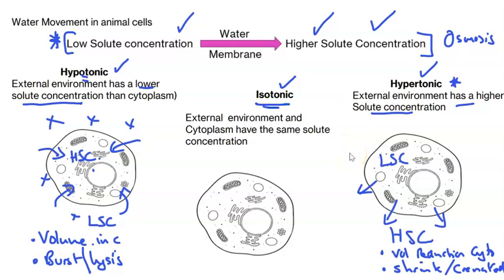So let's look at isotonic. Iso means equal, and so the concentration of the solute in the external solution is equal to that of the cytoplasm. So the amount of water going in is equal to the amount of water going out, and the volume of the cell remains constant. This is an ideal condition for an animal cell, and so animal cells will pursue ways of controlling their situation so that everything remains isotonic.